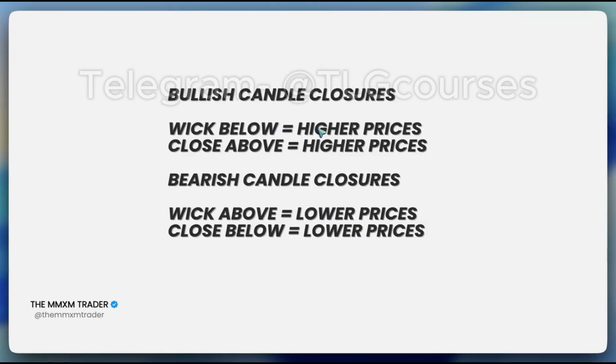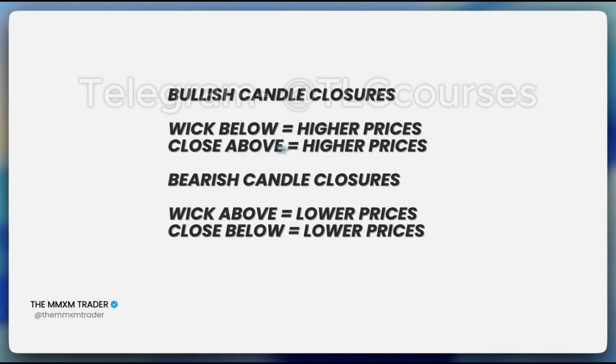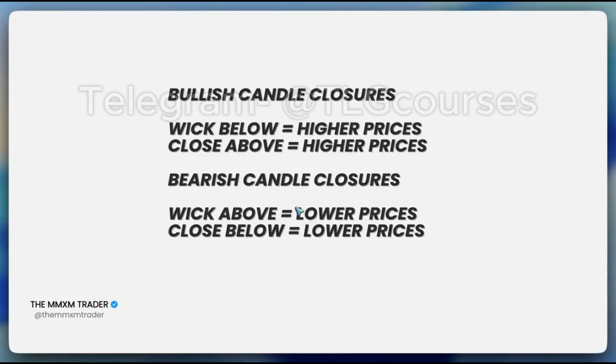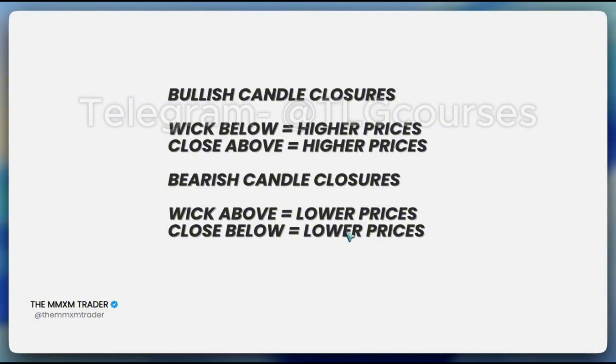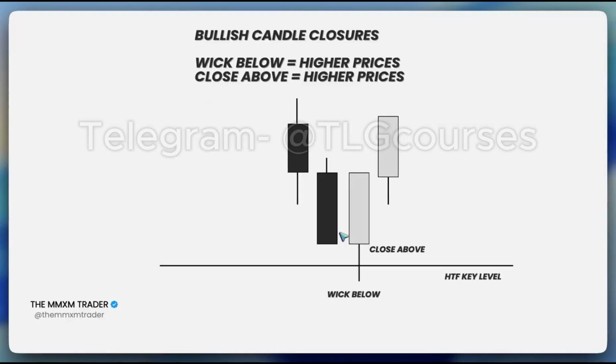So bullish candle closures: wick below a candle and close within equals higher prices. Close above equals higher prices, right? Bearish candle closures: wick above equals lower prices, and close below equals lower prices. We want to blend this in context and framework with all the previous long-term perspective lessons. When we're blending all of these together, it becomes really, really high probability.